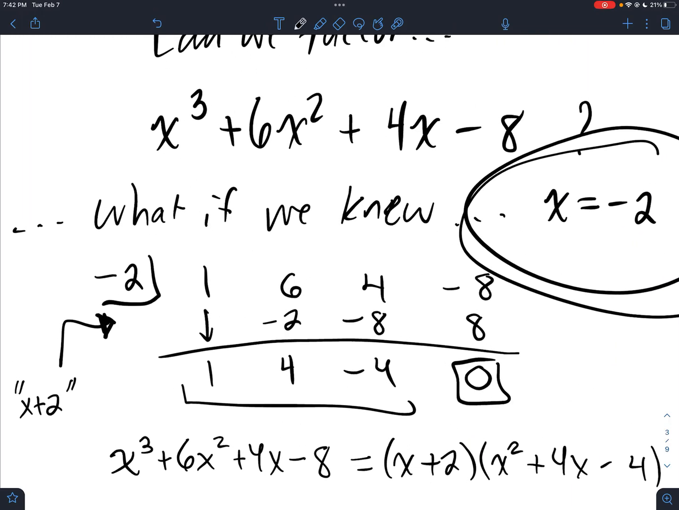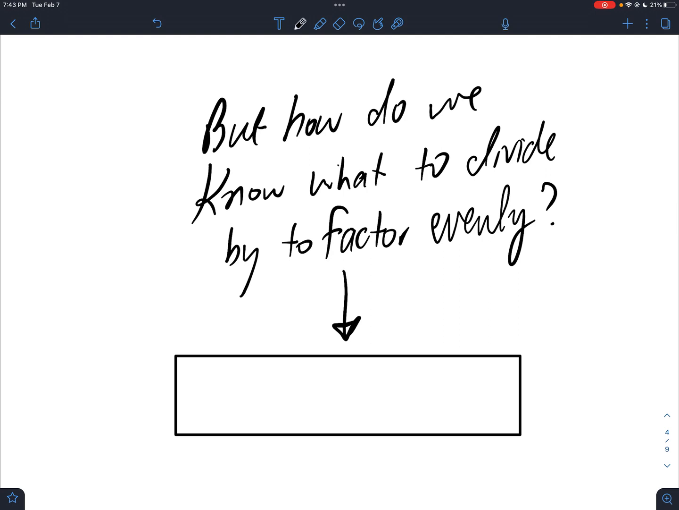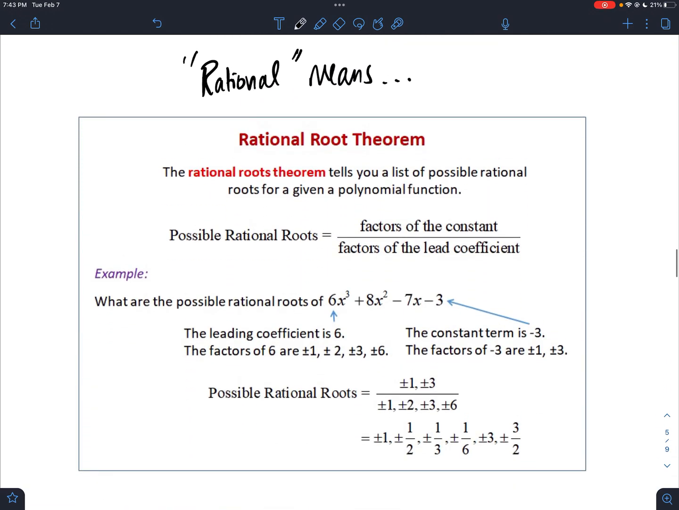But the question is, I told you this. I told you that we can synthetically divide with -2. I told you that. But what if you were completely on your own, and all you could do was just, I guess, aimlessly try to divide stuff? Right? That's not good. There's got to be a way we can narrow it down, and that's what the rational root test can do for us. Now, it doesn't always work, but it can do us some good to help factor these long polynomials.